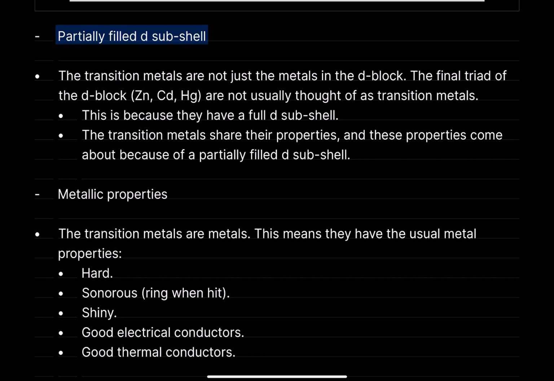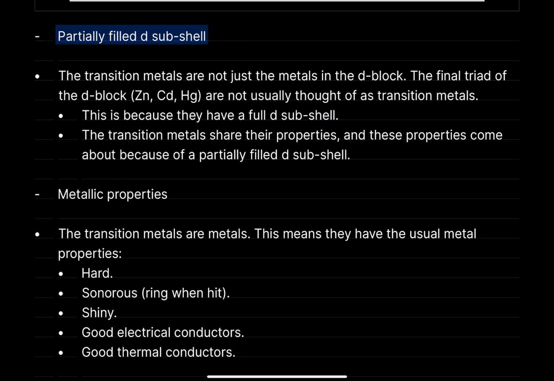Most metals are sonorous, but you don't need to know that for AQA, because other exam boards look for you to say sonorous, but I don't think you really have to say it for AQA level chemistry. The ones you should know are that they're hard, shiny, and above all else, good electrical and thermal conductors. Now that's the properties of all metals.